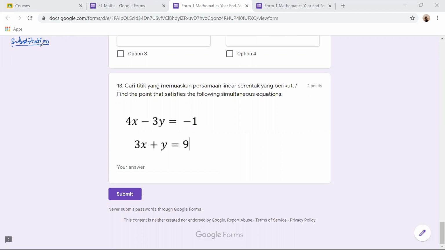When do we use substitution method? We choose substitution if we are able to write one of the variables in terms of another variable. That means one variable has the coefficient of 1, like this. We use substitution when the coefficient of one variable is 1. If it is not 1, try not to use substitution. For this, since I see there is 1 y, I'm going to choose substitution.